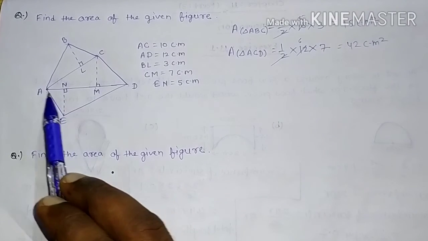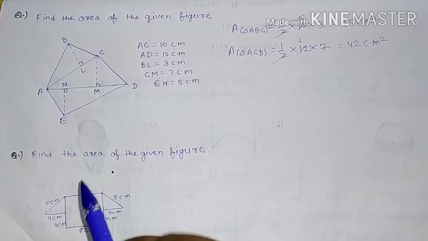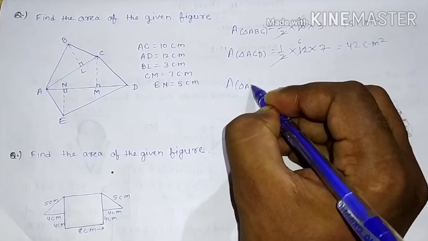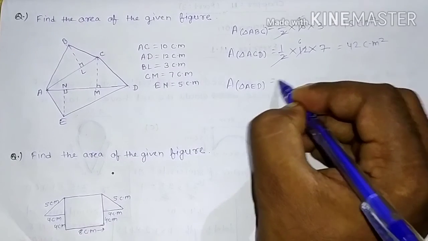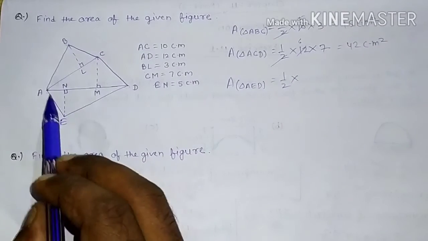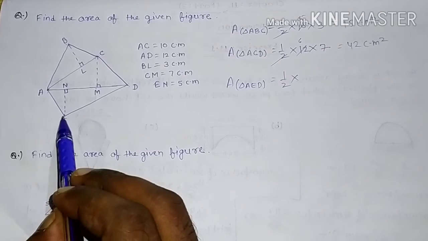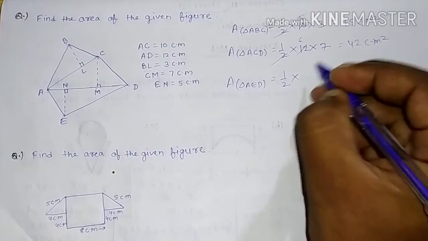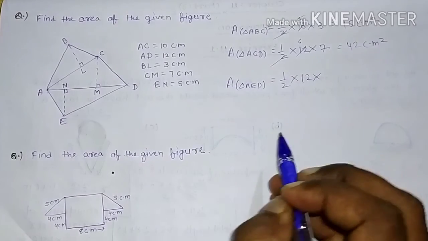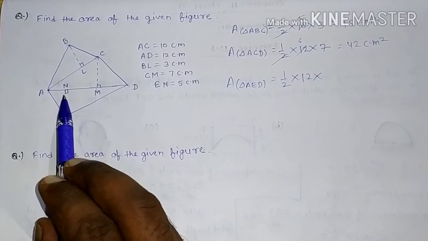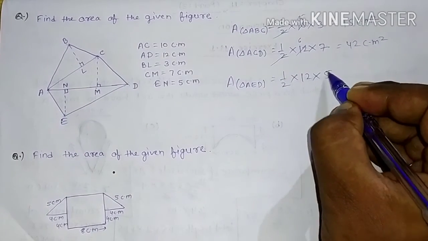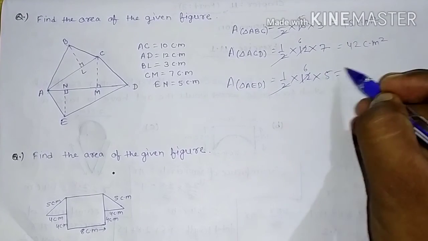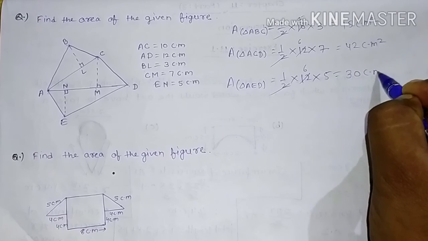Now the third triangle, that is AED. Here the area of triangle AED equals half into base AD and height EN, so AD equals 12 centimeter and EN equals 5 centimeter. So 2 sixes are 12, 6 fives are 30 centimeter square.